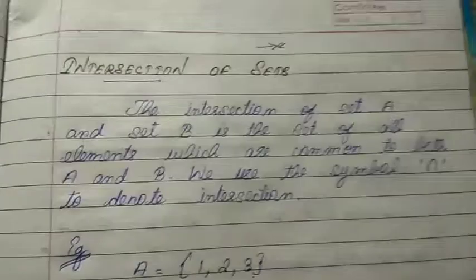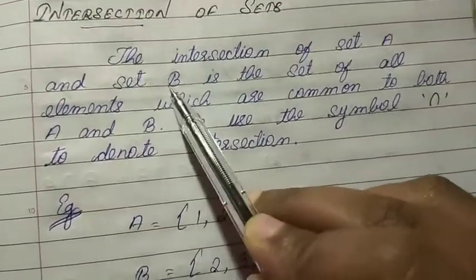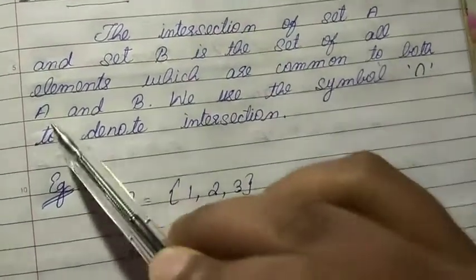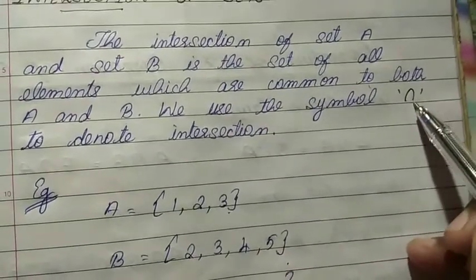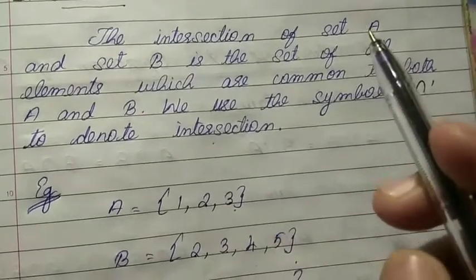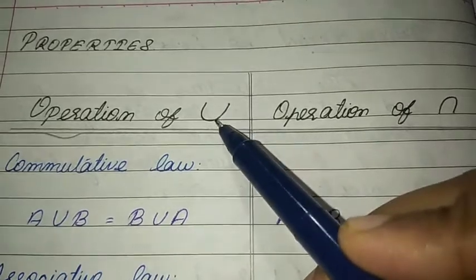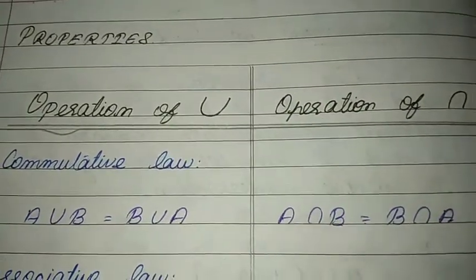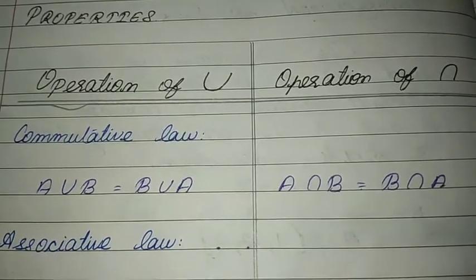Now the definition. The intersection of set A and set B is the set of all elements which are common to both A and B. This symbol is used to denote the intersection. So here we will be learning some special properties for union and intersection. There are some properties that can be applied for union and intersection. Let's see it one by one.